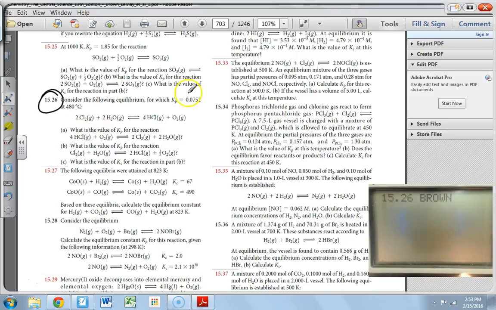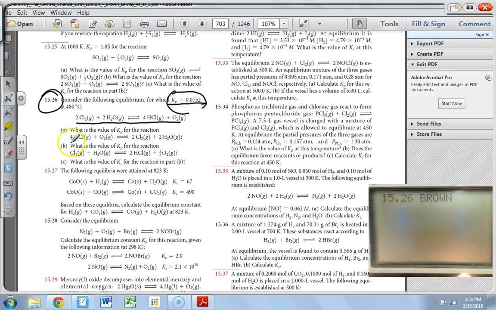For this reaction, we're given a Kp. What we need to realize is that as we change the reaction, the Kp is going to change. But as long as the reactions are related to each other by basic manipulations, all we have to do is manipulate the equilibrium constant to get the right answer. So what is the relationship between this given reaction and what we're trying to find here?